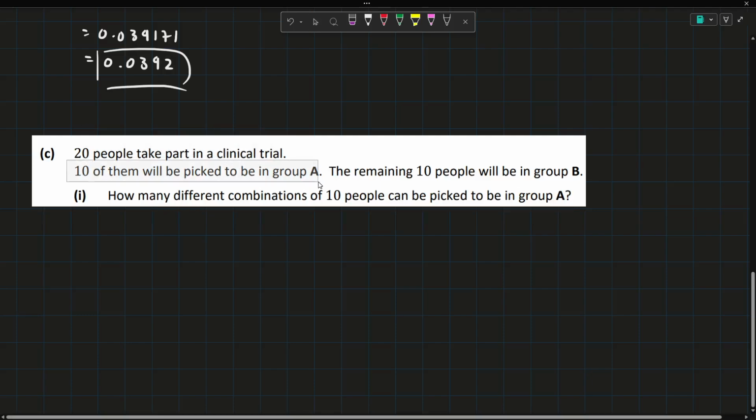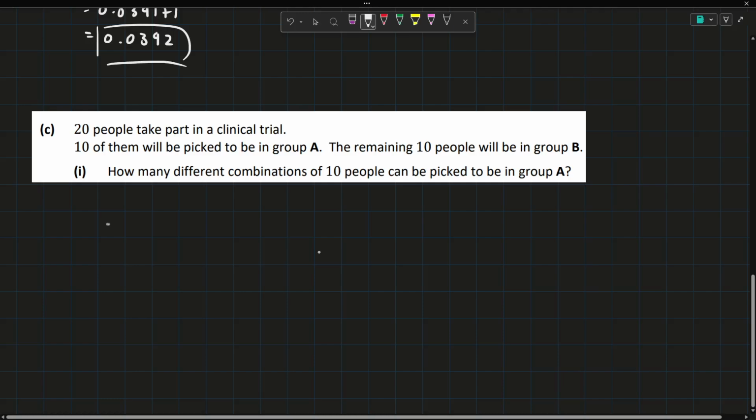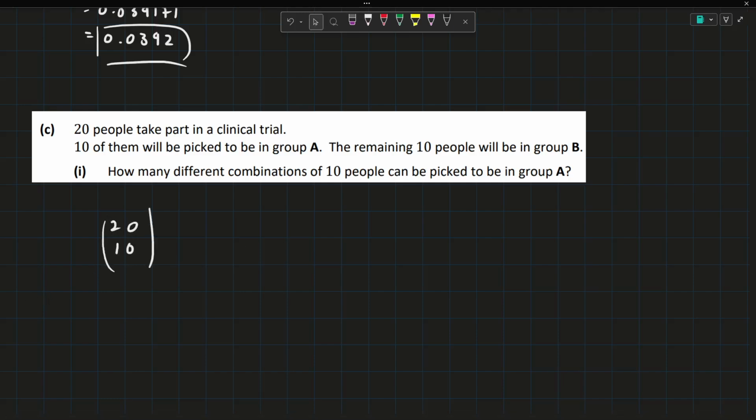10 of them will be picked to be in group A, and then 10 will be in group B. How many different combinations of 10 people can be picked to be in group A? So I suppose the fastest way to do this is we have 20 people. How many different ways can we choose 10? You can just put 20 choose 10 into your calculator. And when you do that, you'll get 184756.